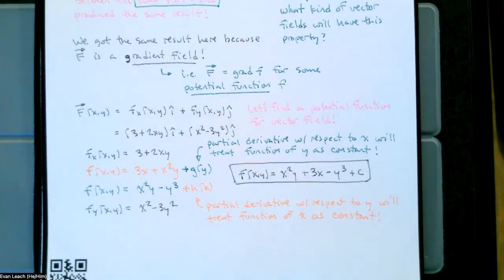So when we're looking at this vector field, the vector field that we're integrating, we're saying it's the gradient of this potential function. And we got this potential function by integrating. It's like the gradient field is some kind of derivative of the potential function.